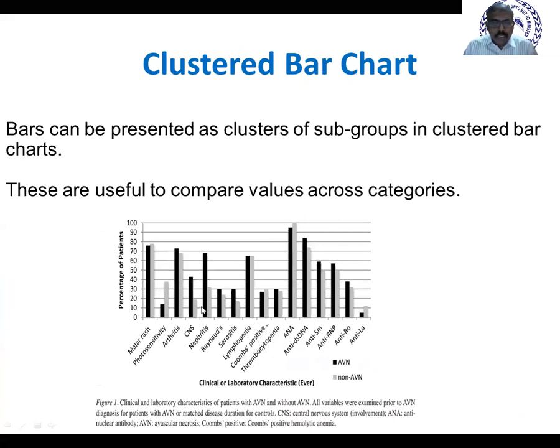Clustered bar diagram means, so here, this is again a diagram from our paper. Here we have 2 groups of children. I told you, all the children have SLE; one group has avascular necrosis, another group has no avascular necrosis. What is the difference in each clinical parameter? Suppose malar rash is more in non-AVN, ANA more positive in the non-AVN group. So you can compare the values across the different categories. The first category is AVN, the second category is non-AVN, and you can show the different values across the categories. So this is called a clustered bar chart.